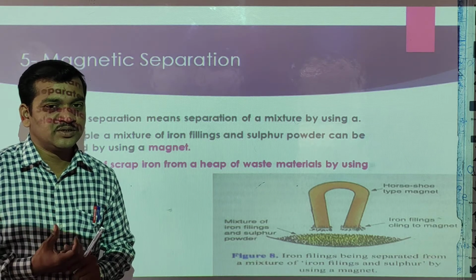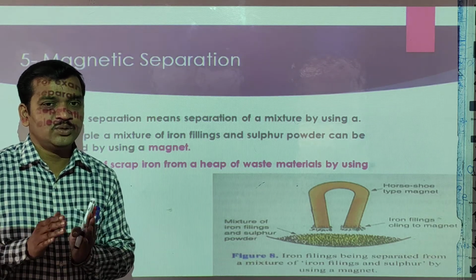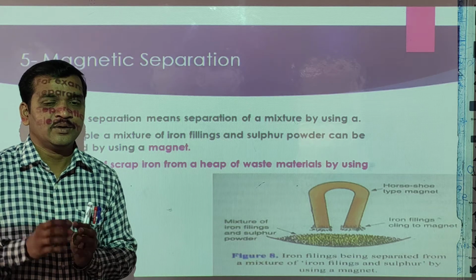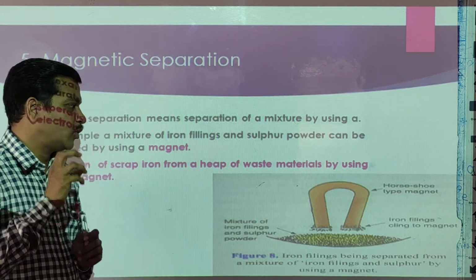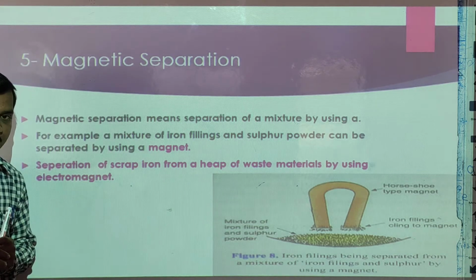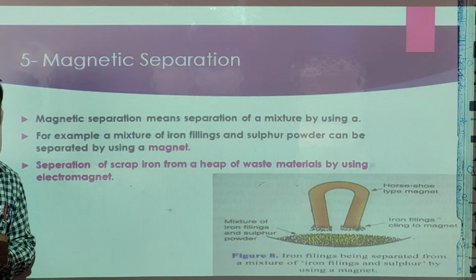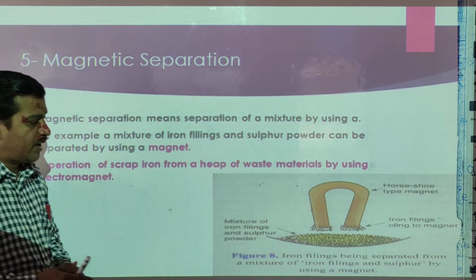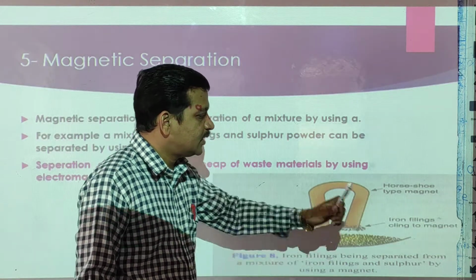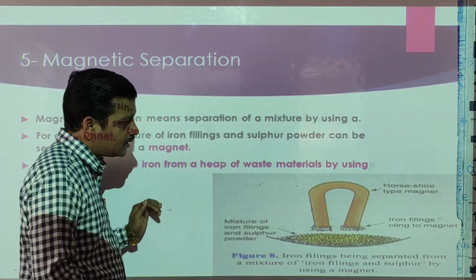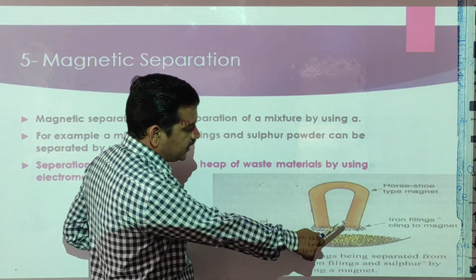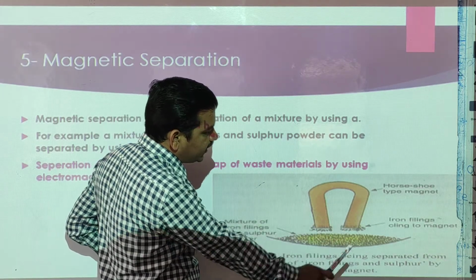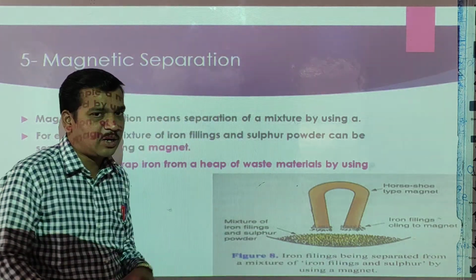So in this mixture, we can remove the iron filling with the help of a magnet, because a magnet has one property: a magnet attracts iron things towards itself. As you can see here, this is a horseshoe magnet, and this magnet is used to remove the iron filling from the sulfur powder.